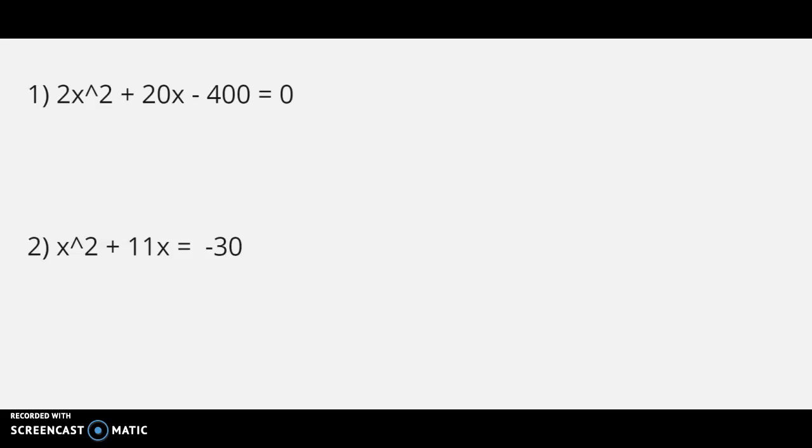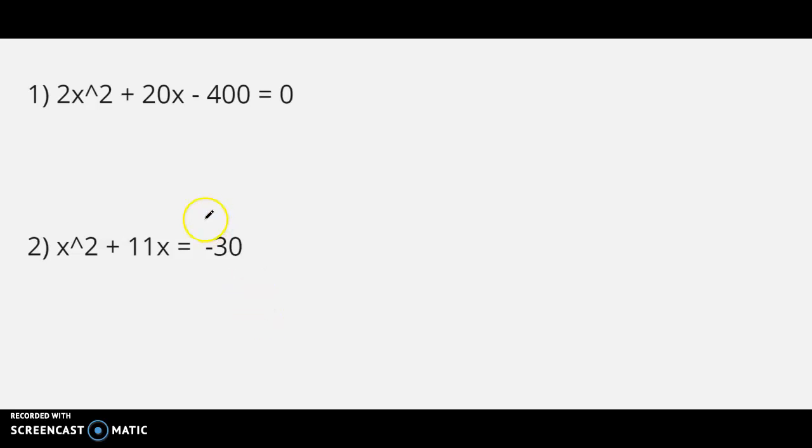Hello again, everybody. Today we're going to talk about quadratic equations, and we're going to solve them by factoring. Whenever possible, we're going to look for a GCF, simplify it down from there, and then use the techniques for factoring quadratic trinomials.